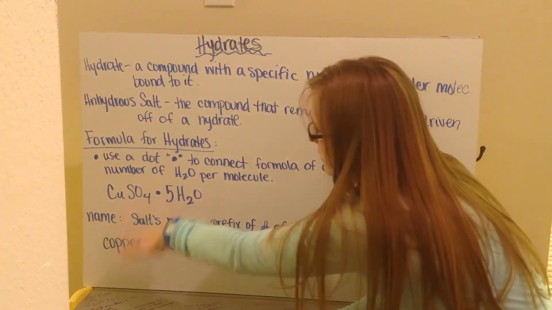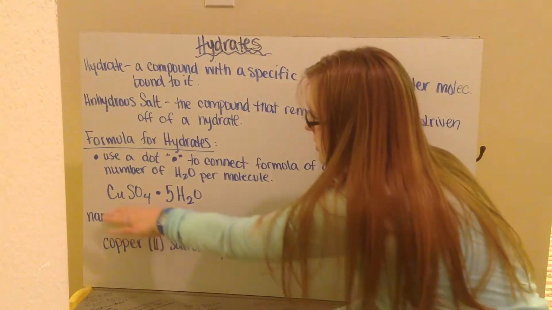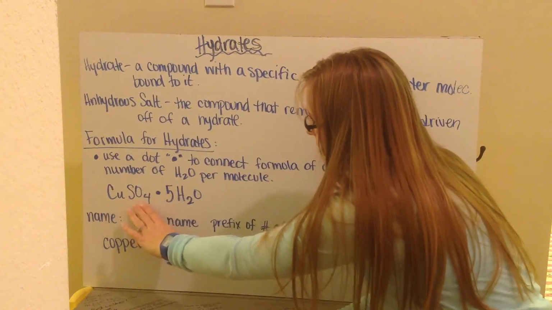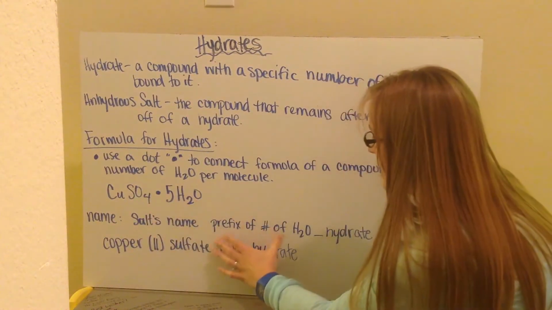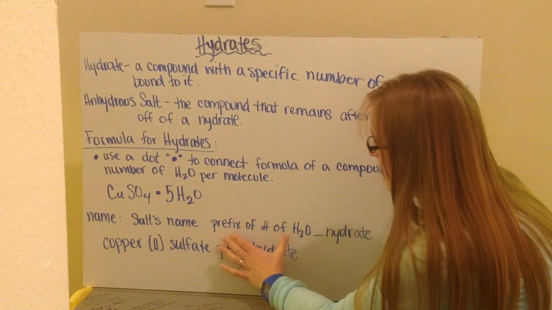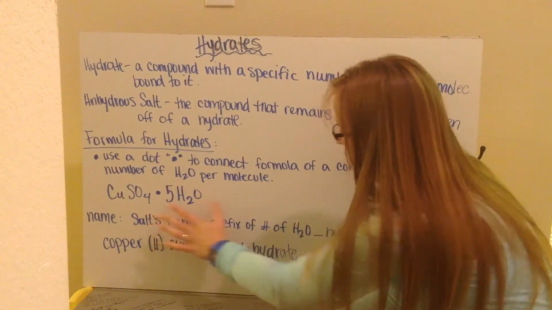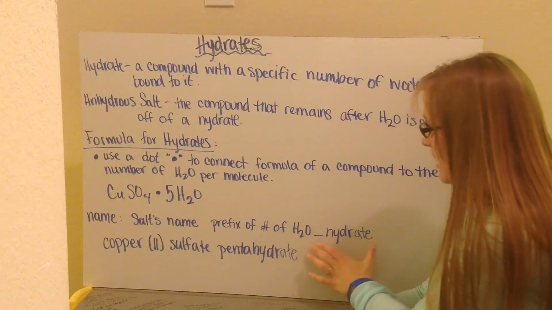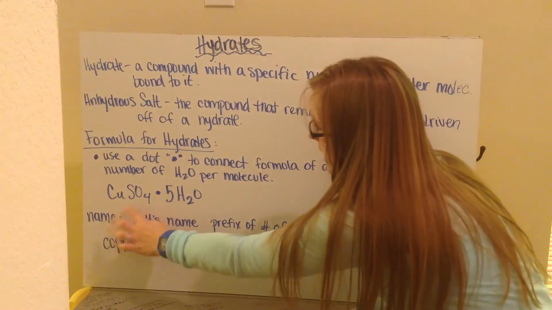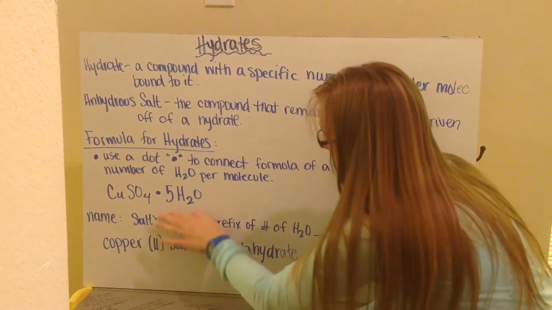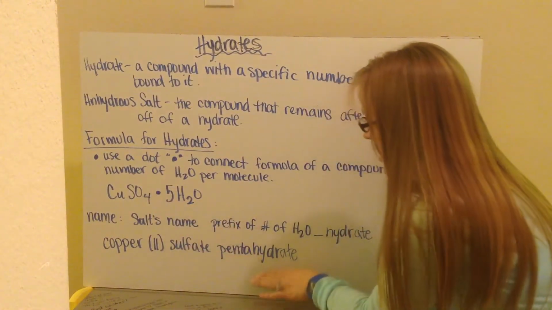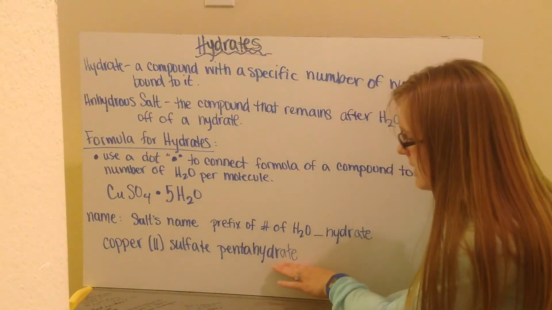To name a hydrate, I take my salt's name just like I normally would, so I have copper 2 sulfate here. Then to name the amount of waters attached to it, I take a prefix equal to the number of waters, so 5 here is penta, and then for my water I write hydrate. So copper 2 sulfate is my salt, and then 5 waters gives me penta, hydrate, my ATE ending.